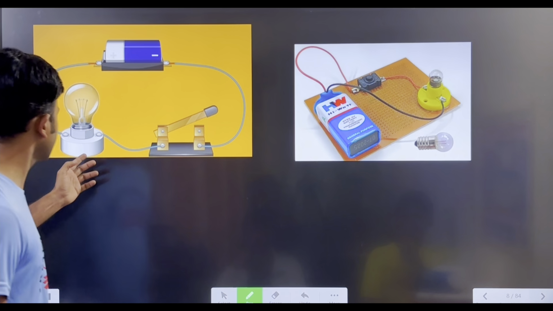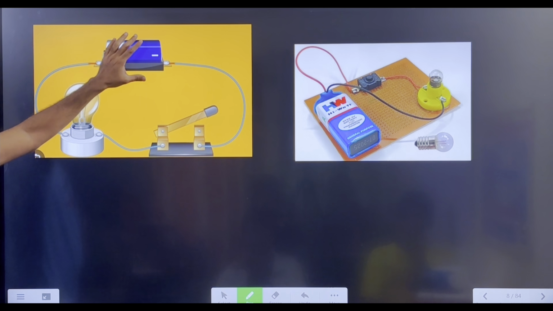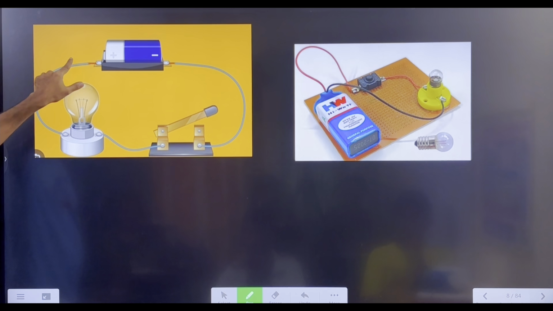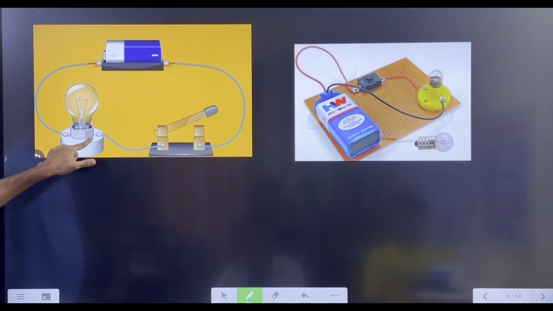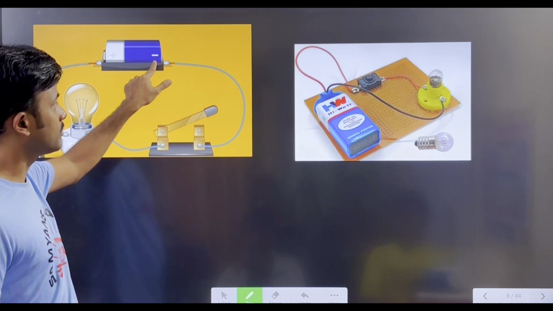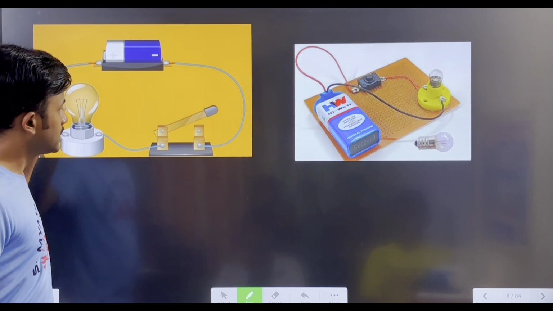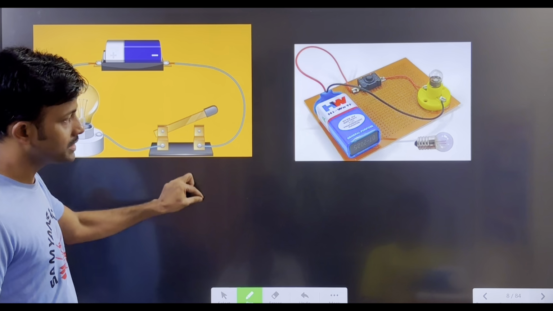Now you see, this is the electric circuit, and this is a battery source. This is the positive terminal, and this is the negative terminal. The current flows from the positive terminal to the negative terminal through this bulb, through this switch key, like this. Again it will come to here. Like this, one circuit is completed now. In this circuit, the current flows when this switch is on.